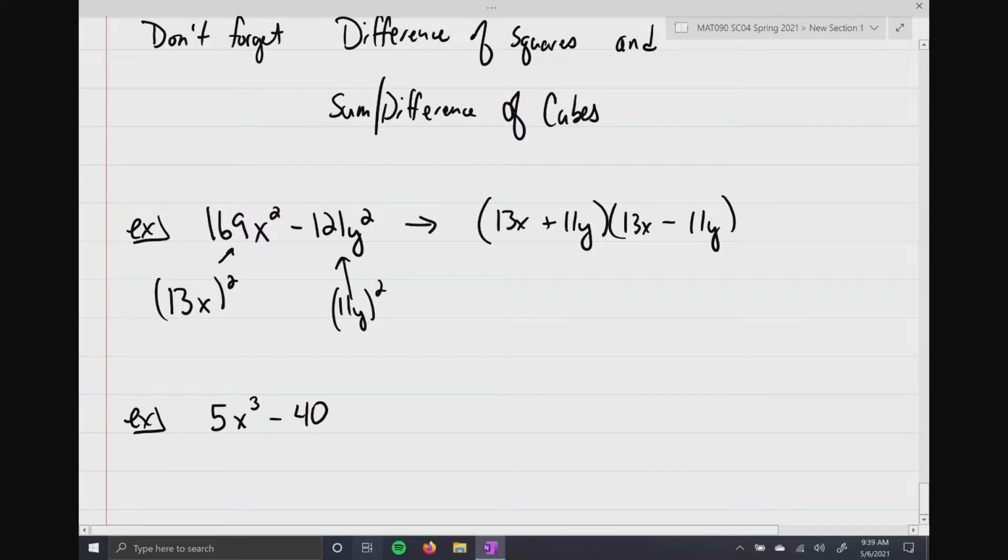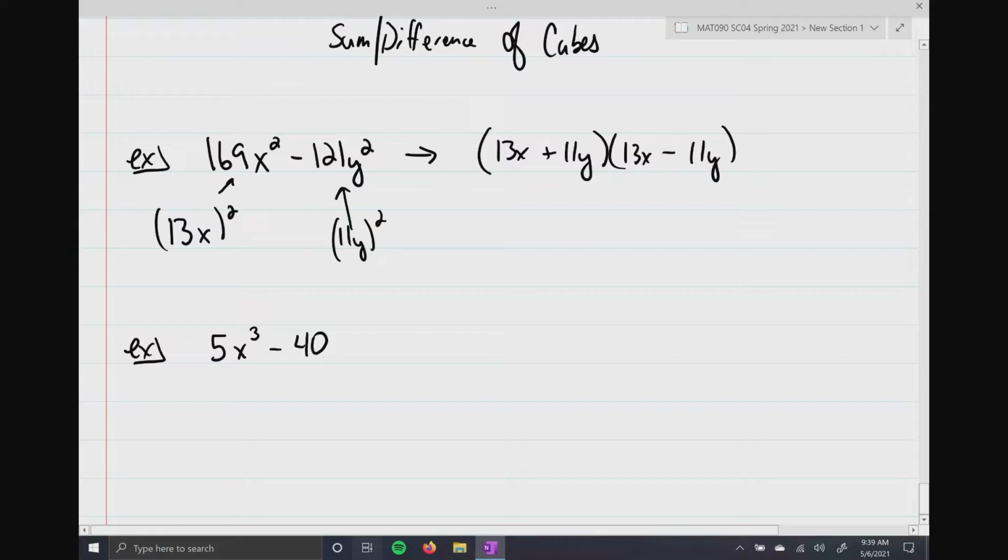So here's our second example. All right, so we have 5x to the third minus 40. Okay? So always look for a GCF. In this situation, there is one. So I'll factor out a 5. Now, inside the parentheses, you have two terms with a minus sign in between. And remember, the variable tells you what you're looking at. Since this is x to the third power, I'm thinking the difference of cubes.